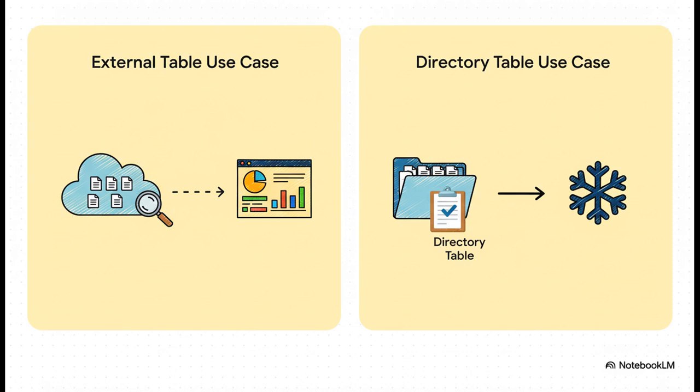So let's make it super practical. When do you reach for each tool? You're going to grab an external table when you absolutely need to query the data inside the files, especially for exploring a huge data set you don't want to load. You're going to use a directory table as the brains of your operation to list files, to drive your ingestion logic, and to figure out what's new or what's changed in your data lake.